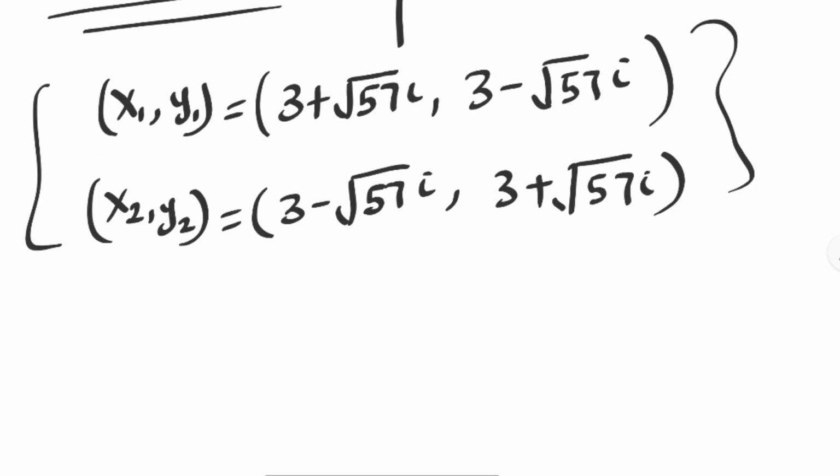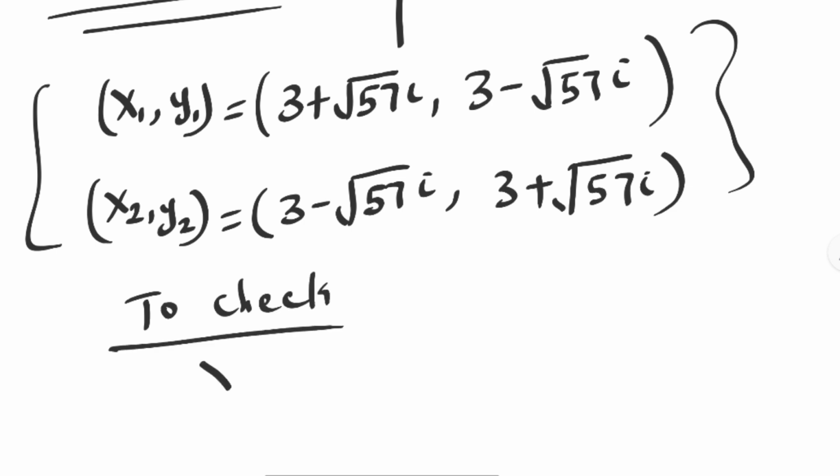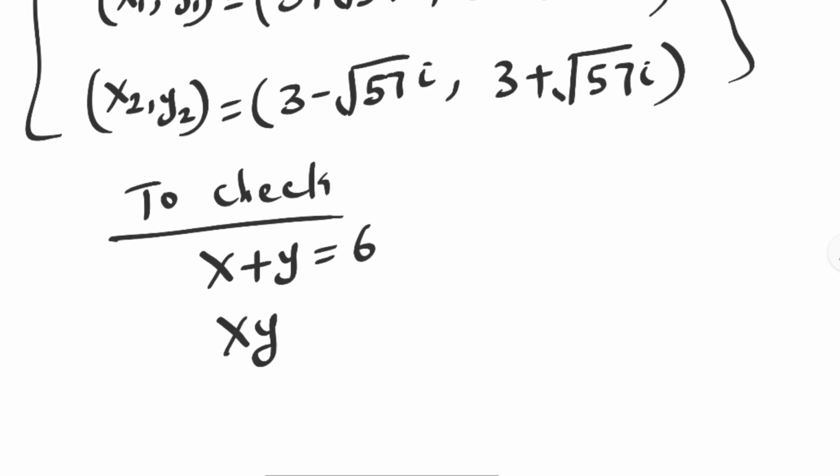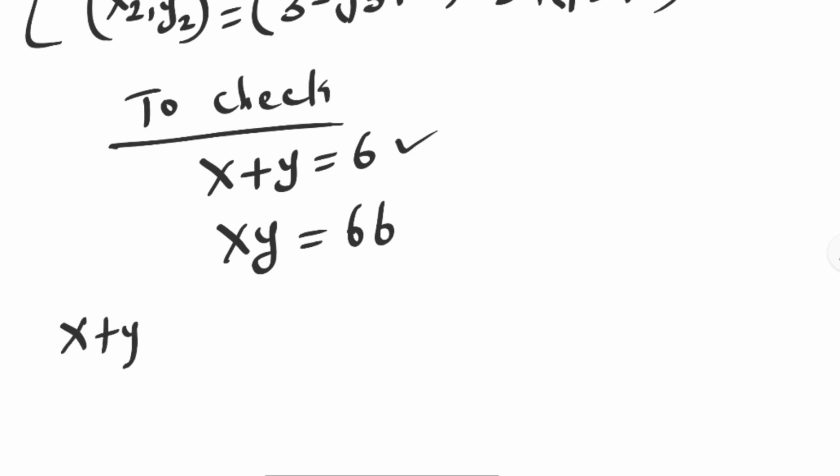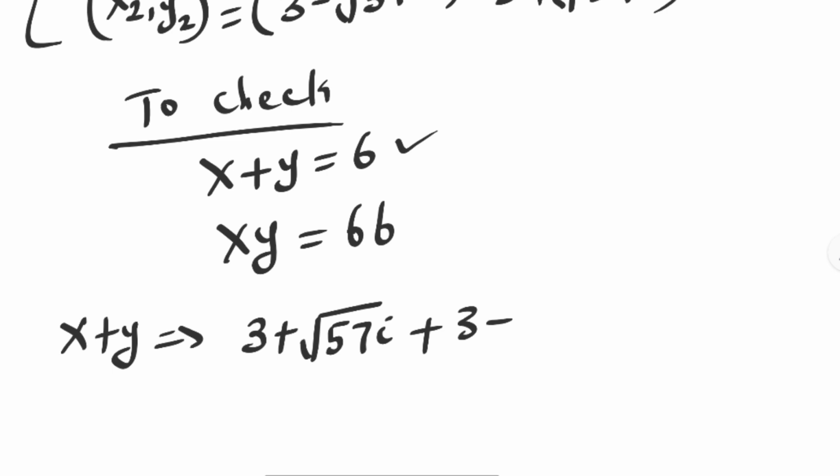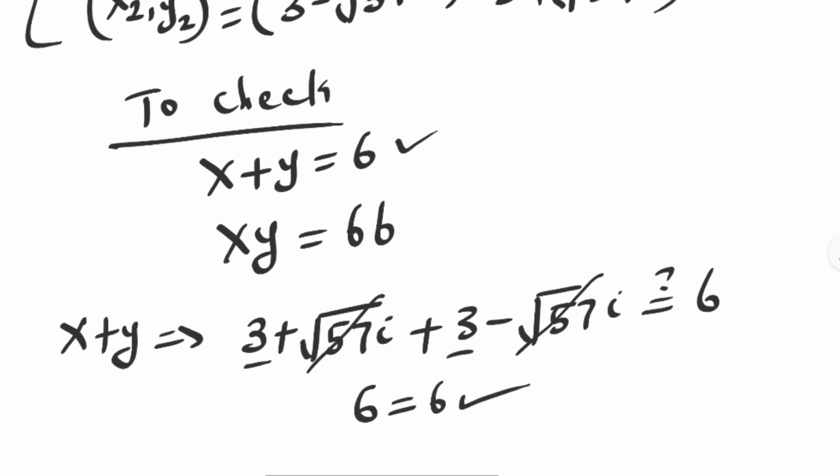Let's check. To check, we have the given equations x plus y is equal to 6 and xy is equal to 66. Let us consider this. x plus y can be written as 3 plus square root of 57 i plus 3 minus square root of 57 i must be equal to 6. This cancels this. 3 plus 3, this is 6, is equal to 6, which is true.